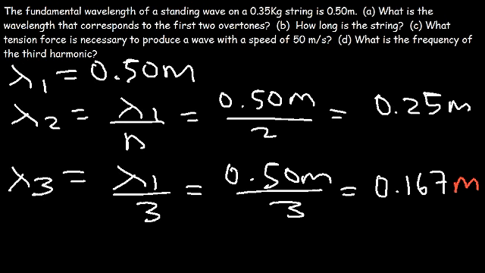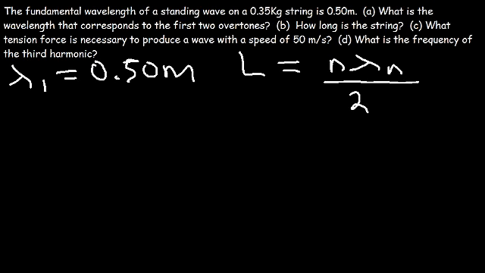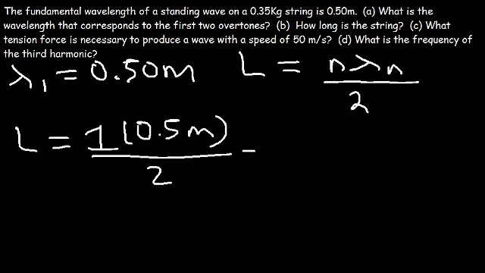So now that we have that value, what about part B? How can we find the length of the string? What equation can we use? The equation that we need is this one. L is equal to n times lambda n divided by 2. So let's use the fundamental wavelength, lambda 1, which means n is 1. So it's 1 times 0.5 divided by 2, which is 0.25 meters. So that is the length of the string.